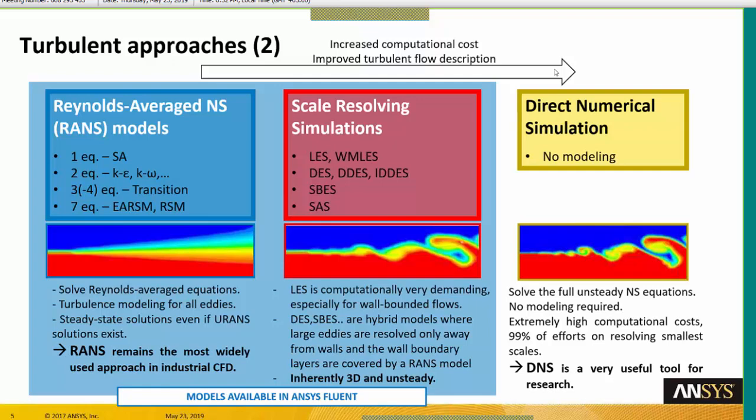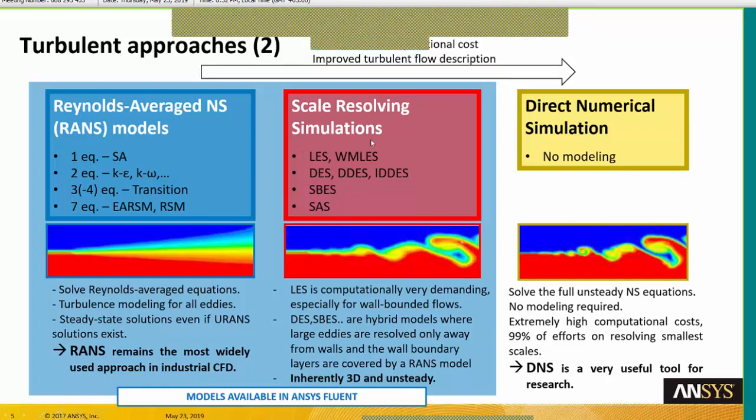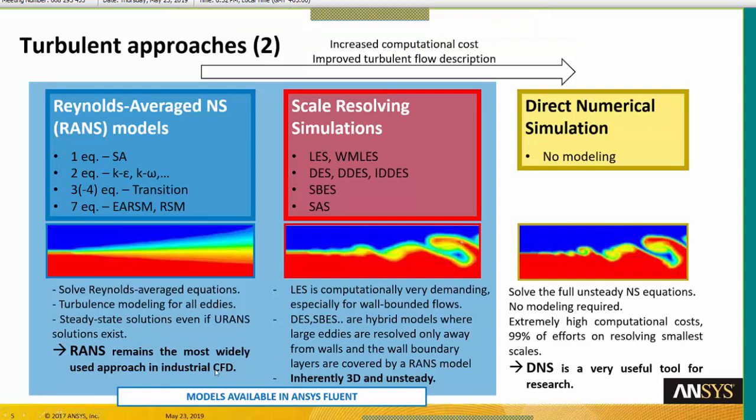So DNS at this point is a very useful tool, but for research. For industry, it's too early for DNS. We don't have the computational resources to do DNS at the moment. So we usually revert to RANS or scalar resolving simulation. RANS is the most widely used approach in industrial CFD. Why?